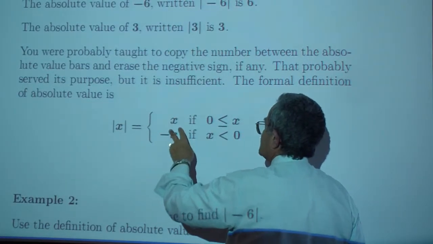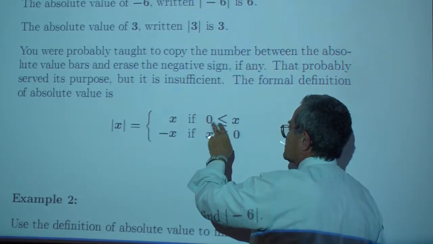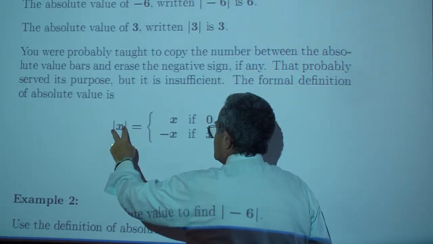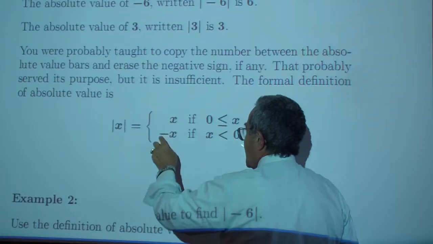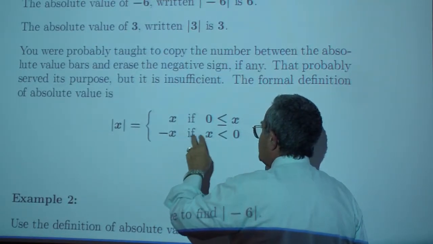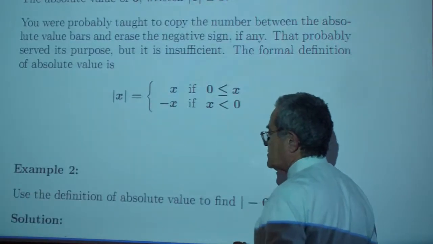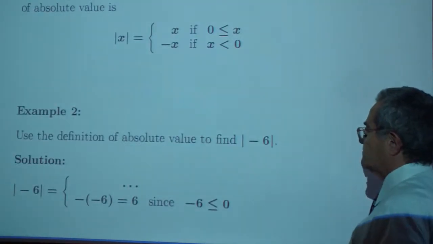Just leave off the absolute value if you know that x is greater than or equal to 0. The absolute value of the number between the bars is the opposite of that number if the number itself is negative. The absolute value of a negative number is a positive number.